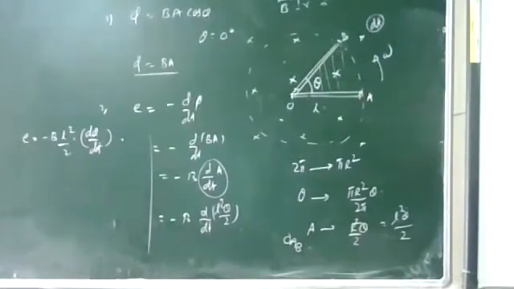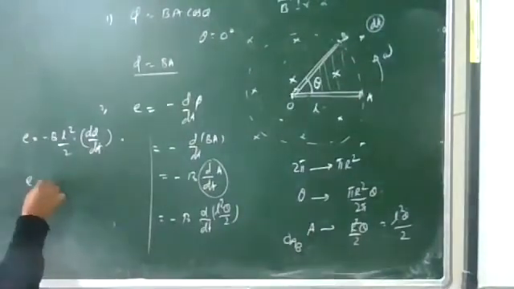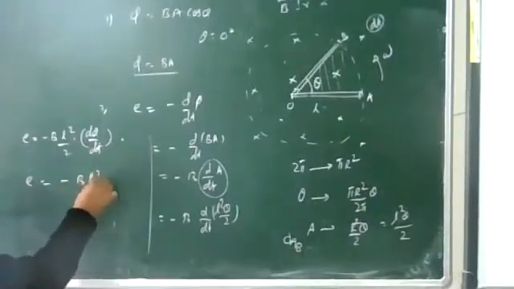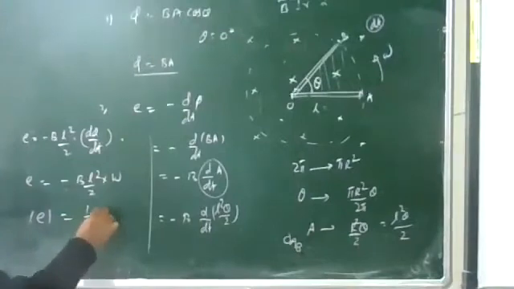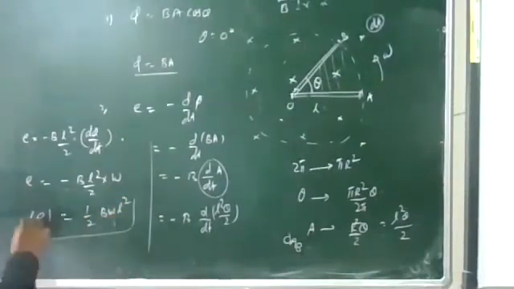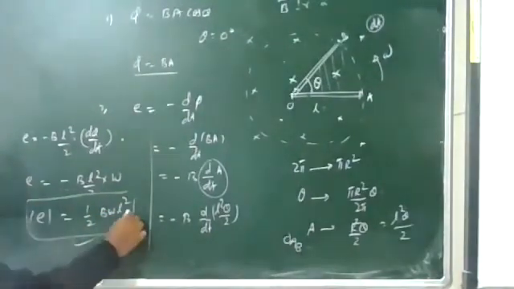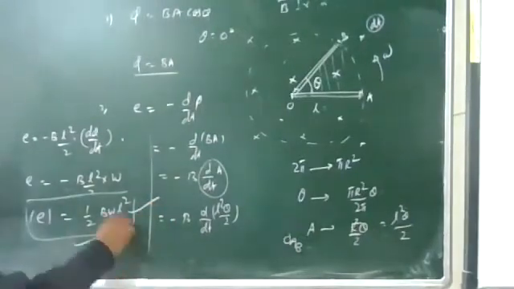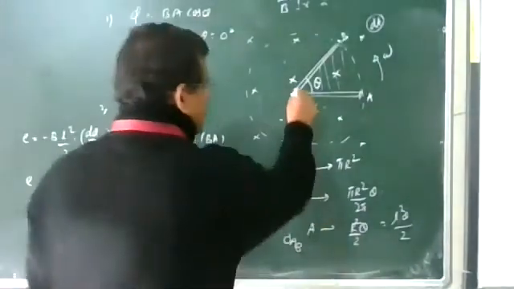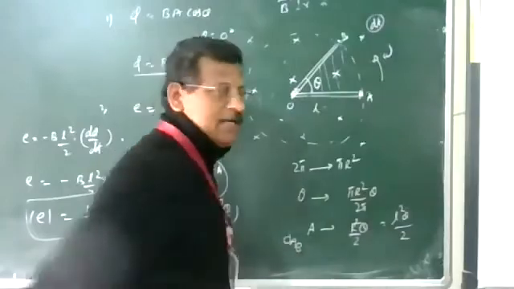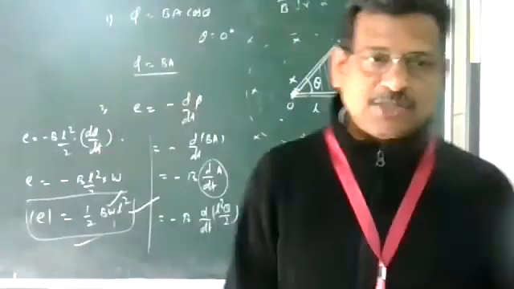That is the angular velocity. So this is equal to minus B L square by 2 into omega, or the magnitude is equal to half B omega L square. It is very important. When a conductor of length L is rotating with a constant angular velocity in a magnetic field B, where the plane of rotation is perpendicular to the direction of the magnetic field, then the EMF developed across the ends of the conductor is half B omega L square.